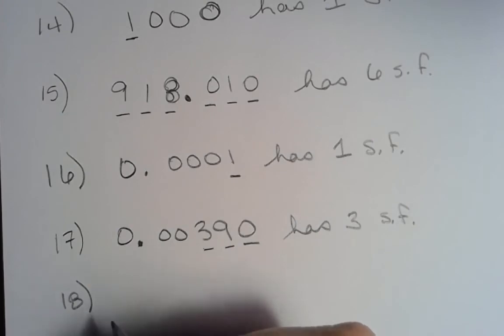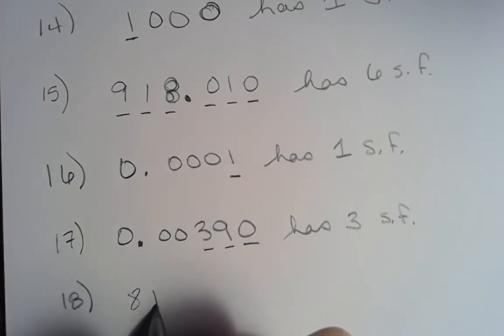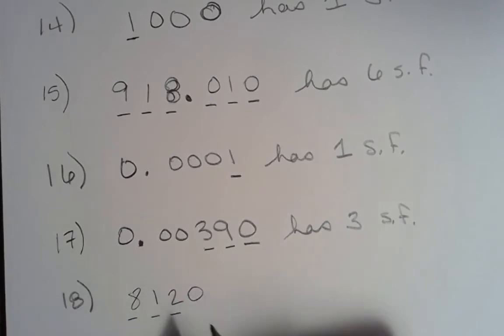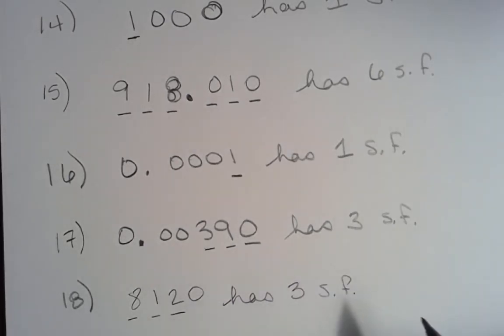Only 2 more new ones. We did 19 together. 18 is 18120. 8, 1, and 2 are significant. An ending 0 is significant if there is a decimal. There is no decimal. That ending 0 is not significant. It's approximately 8,120.